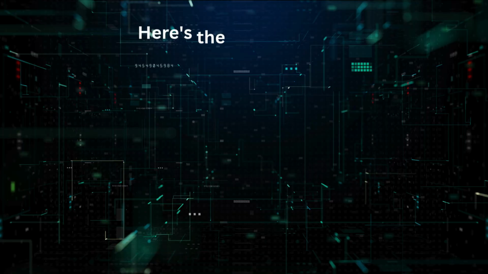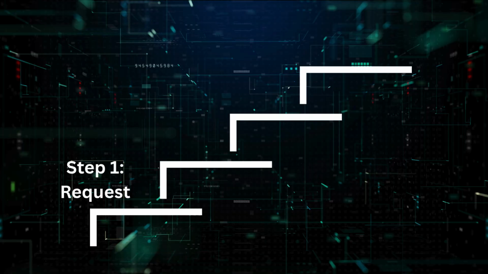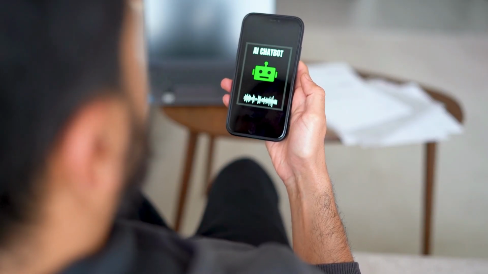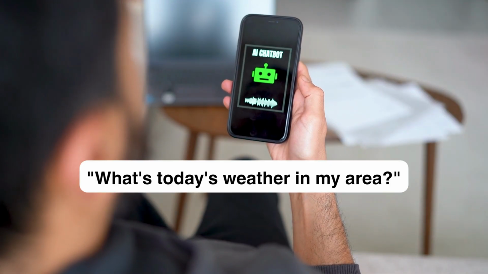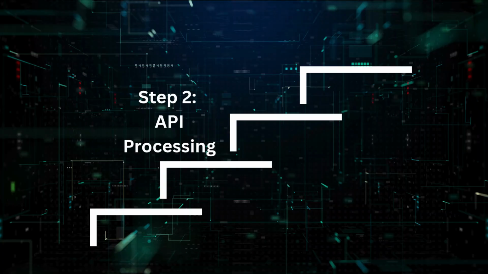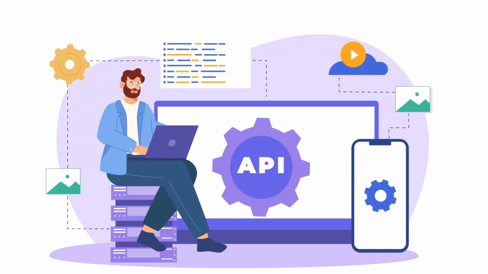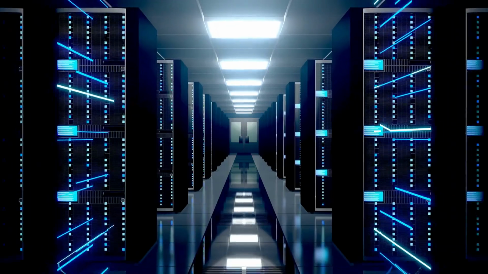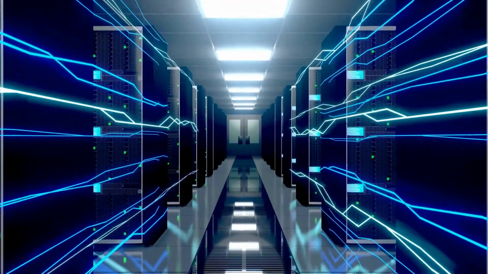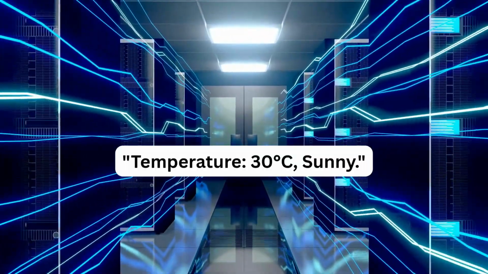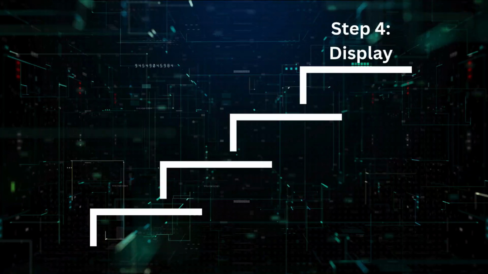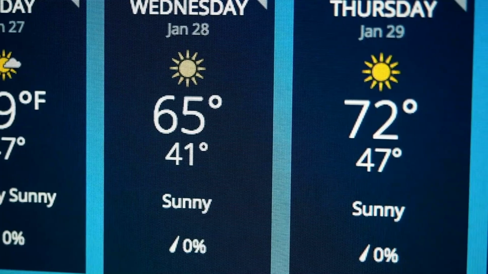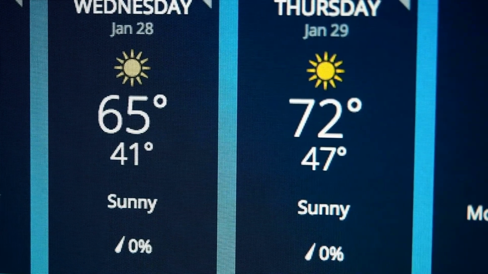How do APIs work? Here's the basic process. Step 1, Request. An application asks for specific information or performs an action. For example, what's today's weather in my area? Step 2, API Processing. The API receives the request and forwards it to the appropriate server or database. Step 3, Response. The server sends back the requested information. For example, temperature, 30 degrees Celsius, sunny. Step 4, Display. The application presents the information to the user. This request and response cycle is the foundation of how APIs work.